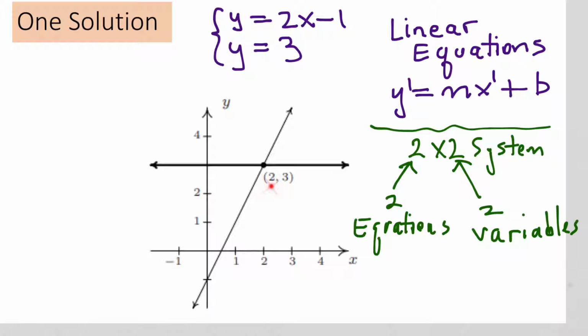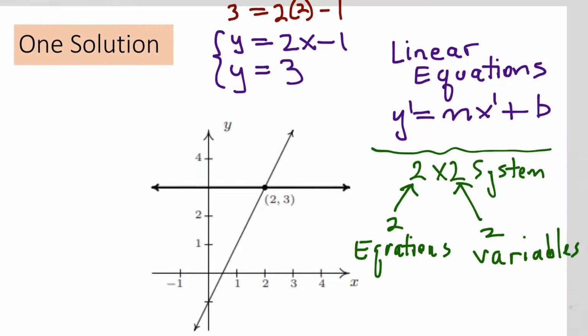So if I substitute the point x = 2 and y = 3 into that equation here, I get 3 is equal to 2 times 2, which is 4, minus 1, which is 3. So that's a true statement. So this point (2, 3) satisfies this first equation. Now, any point with the y coordinate of 3 will satisfy this equation here. So (2, 3) also satisfies this equation. So if you have two lines that cross at one point, we have one solution.